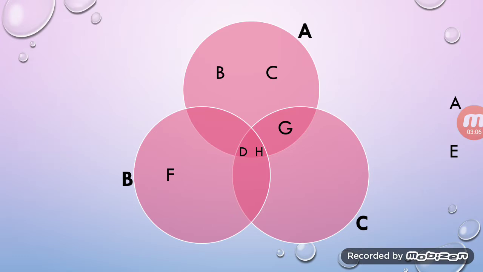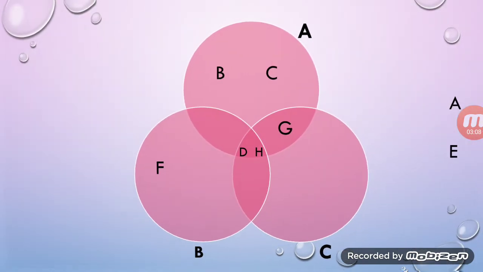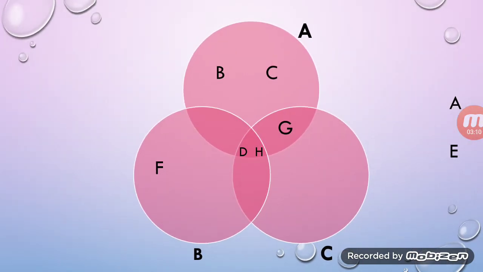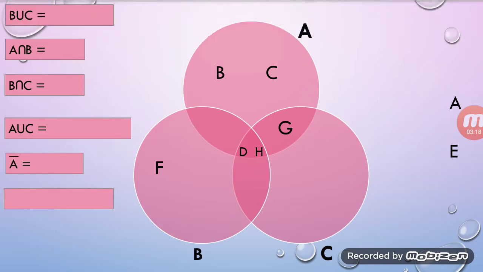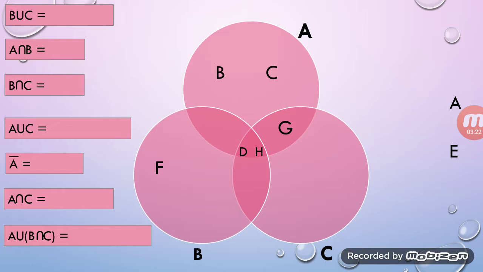Now we'll get rid of the sets, and moving forward, we've got the same Venn diagram as before. So now what we need to figure out are the different set equations. So right here, we've got all of our questions, our problems right in front of us. So we'll start with the top, B union C.